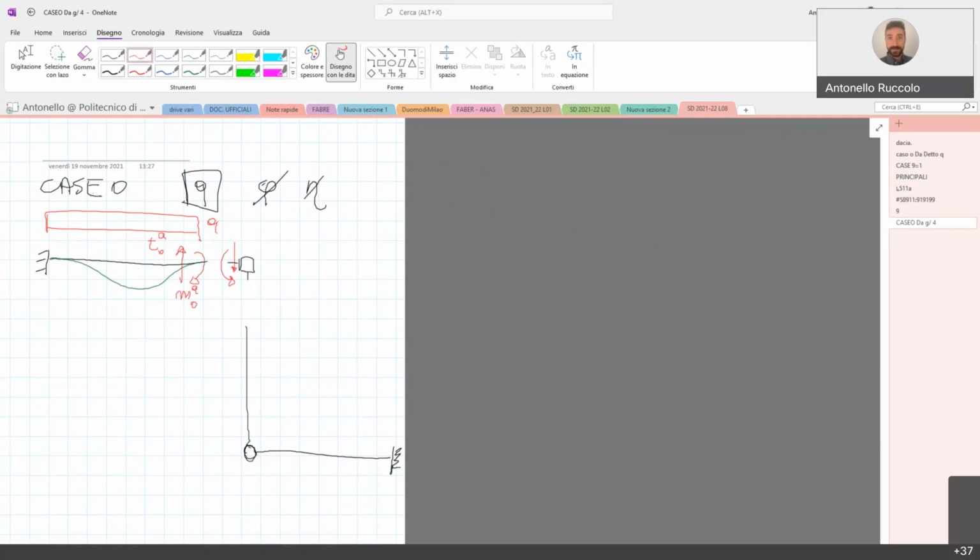We go on the tables and we see that M0A is equal to Q L to the power of 2 over 12. These are very important numbers and you should really try to remember them.